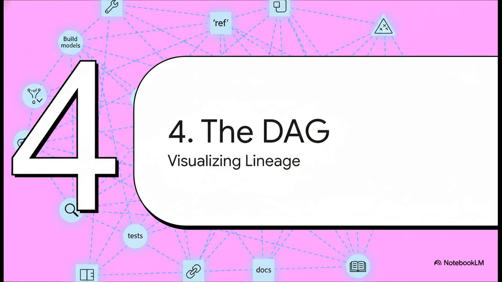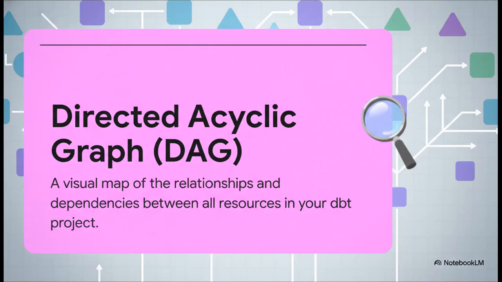Okay, this is the moment where it all clicks. We've built models, we've linked them together with ref, we've added tests, we've added docs. Now we get to see the big picture. The full visual lineage of our entire data pipeline. So dbt takes all of those ref functions that you wrote and automatically builds this incredible visual map of your project. This map is called a Directed Acyclic Graph, or what everyone just calls the DAG.